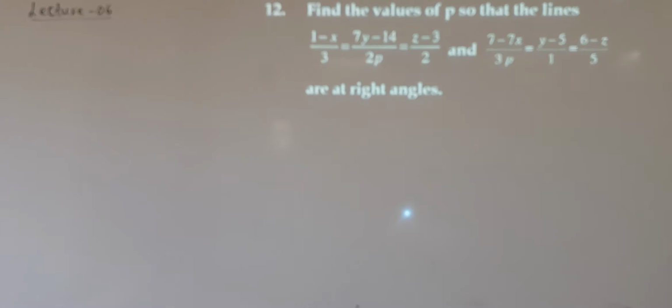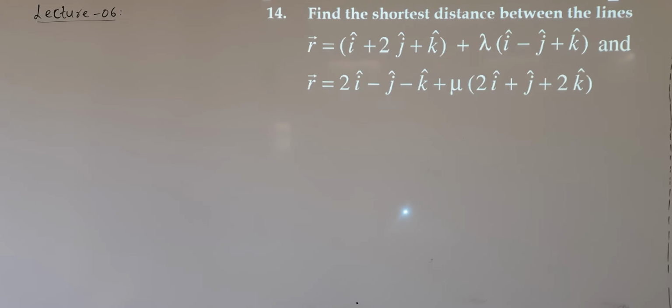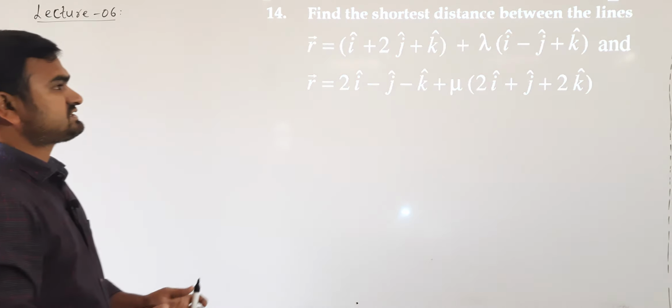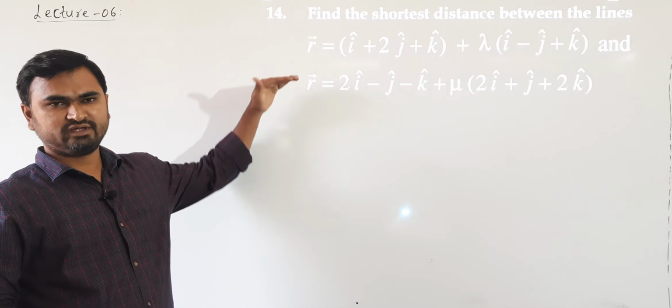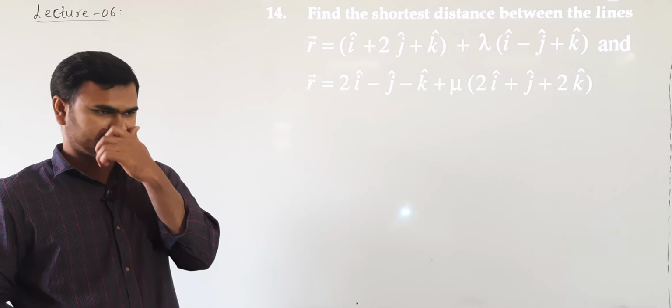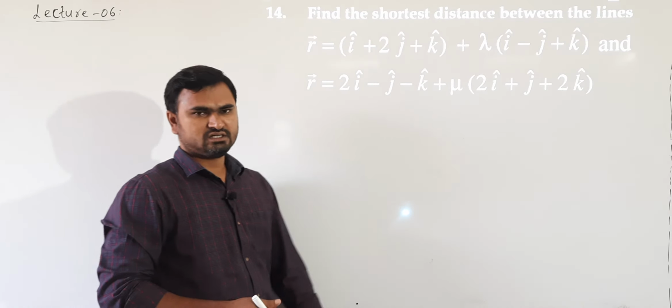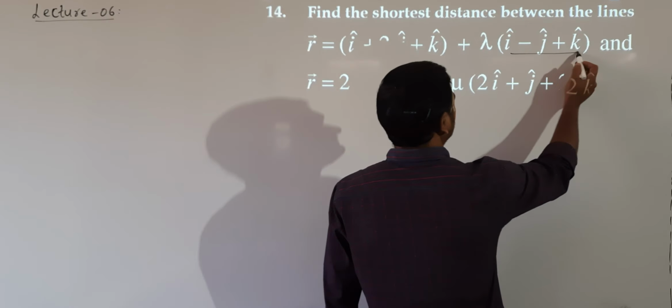Next, let us see the next question. Find the shortest distance between the lines. Two lines are given. Now we have to find the shortest distance between these two lines. Whenever we need the shortest distance between two lines, observe which type of lines they are.